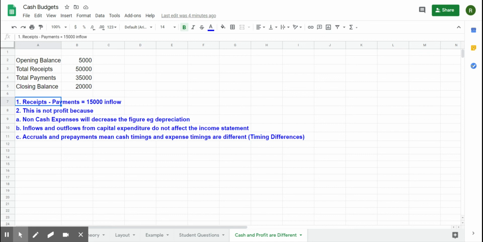And the other big difference is timing differences. So, for example, if a business was to sell some goods on credit at the end of the financial period, that would be considered to be part of the revenue of the business. It would not be included in the receipts of the business because the cash has yet to change hands.